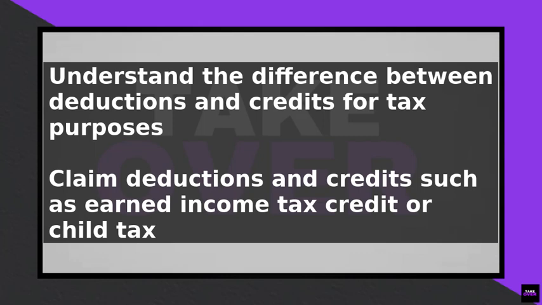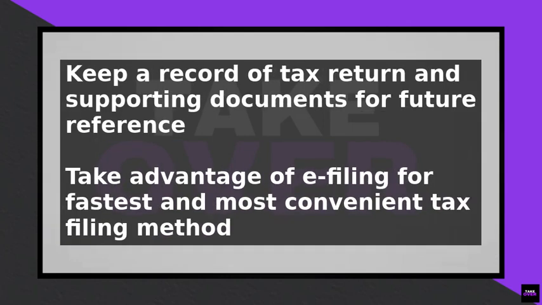Once you have completed the tax filing process, H&R Block will review your return for accuracy and completeness. You will then be given the option to e-file your return or print and mail it. E-filing is the fastest and most convenient way to file your taxes, and it also reduces the risk of errors and processing delays.